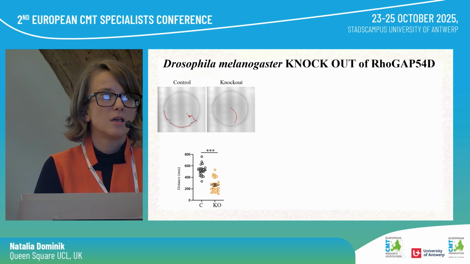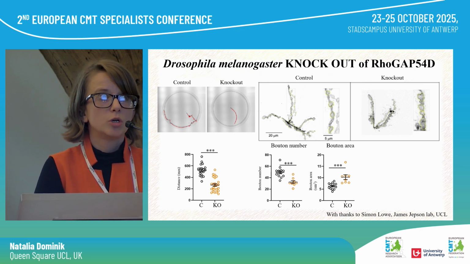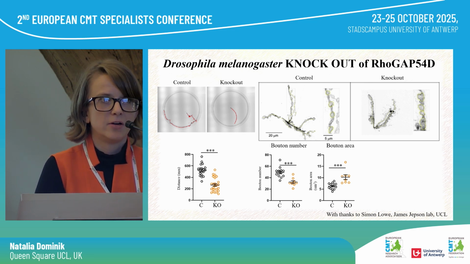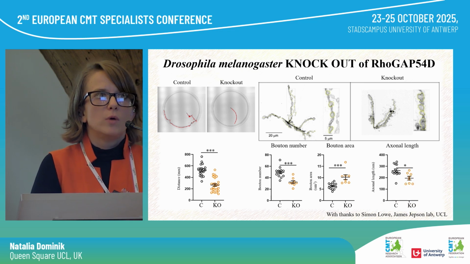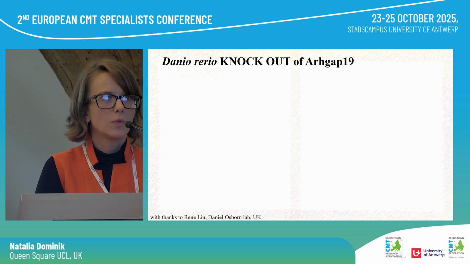and they moved less. But also looking at their neuromuscular junctions and particularly looking at the neurotransmitter storing boutons, we saw that the number of boutons was much lower, but also they had a larger surface area, which was previously also seen in cytoskeleton-related mutations. We also saw in those knockout flies that the axonal length was shorter.